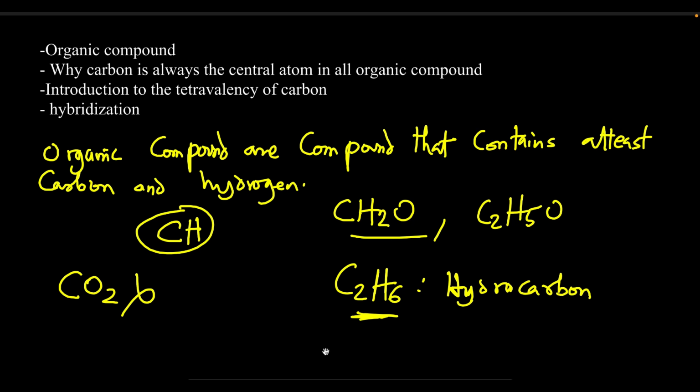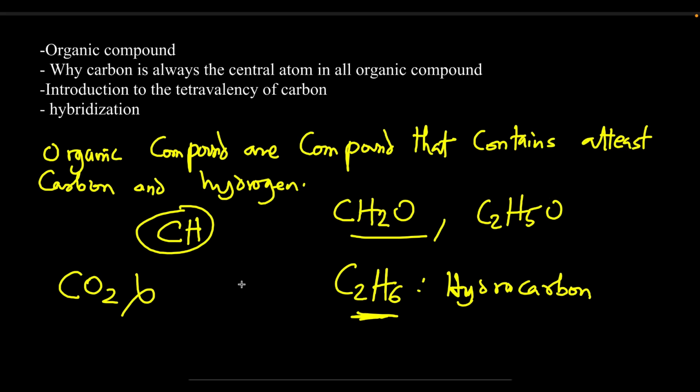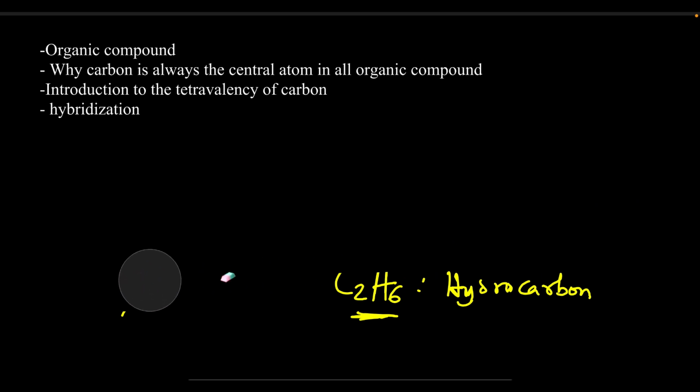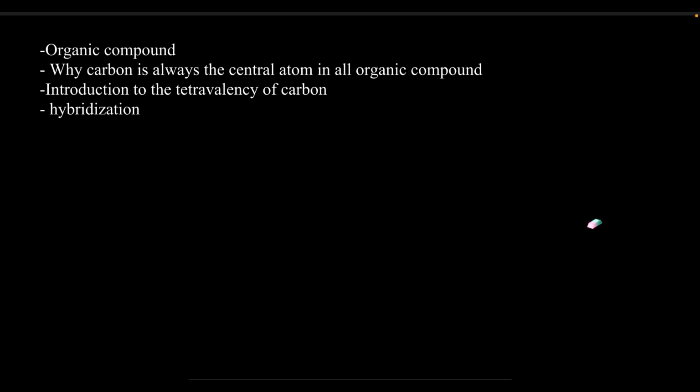Now, moving forward, every compound must have a central atom. In organic compounds, carbon is always the central atom. Why is carbon always the central atom, you may want to ask? Carbon is always the central atom because of its uniqueness known as catenation. And what is catenation?